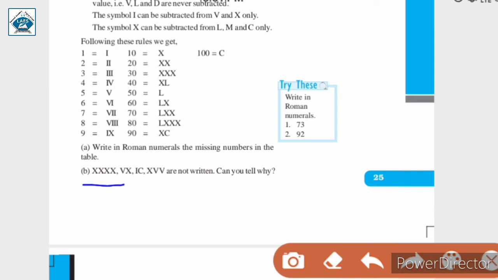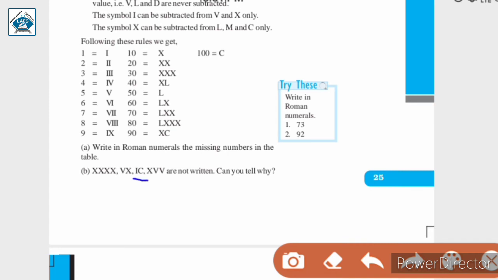40 is represented using XL. So secondly, we are asked that VX is not written because we cannot subtract V, L and D. It is given that V, L and D are never subtracted. It is a rule. So it is also a rule that whenever a symbol is written to the left of a symbol, we have to subtract it. तो अगर हम लोग X के लेफ्ट में V लिखेंगे तो हमें उससे सब्ट्रैक्ट करना पड़ेगा, बट वी डोंट डू दैट. दैट इज़ वाई दिस इज़ नॉट written in this way. It is not written.